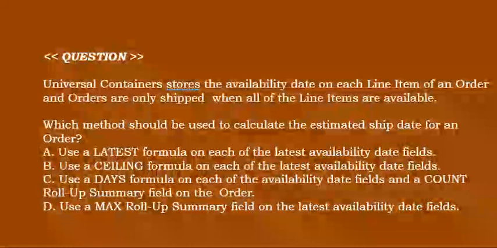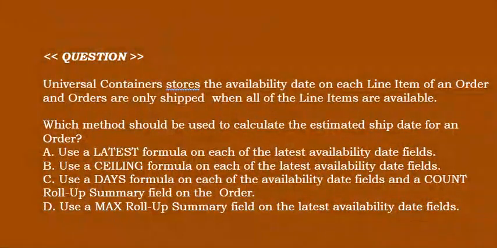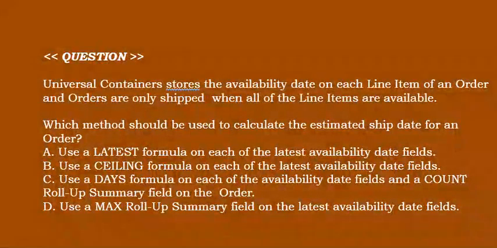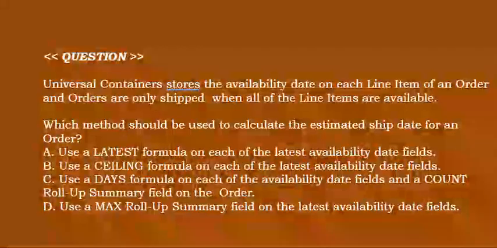Next question is, Universal Containers stores the availability data on each line item of an order, and orders are only shipped when all of the line items are available. Which method should be used to calculate the estimated ship date for an order?